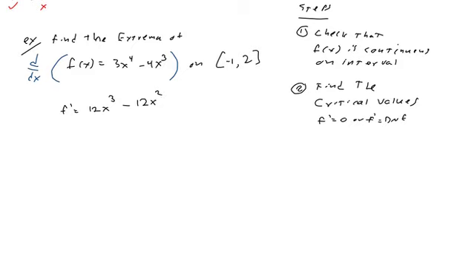And to find my extrema, to find my critical values, I set this derivative equal to 0 and solve. I need to now know what x values will cause this derivative to be equal to 0.